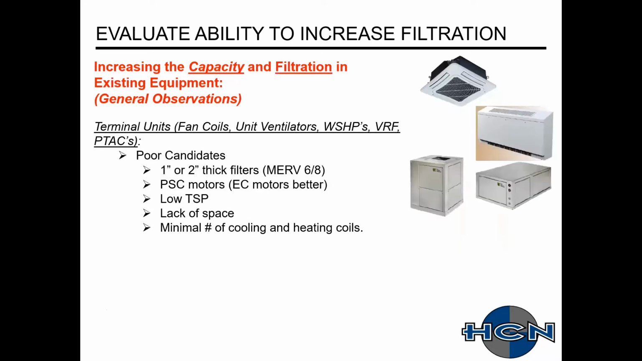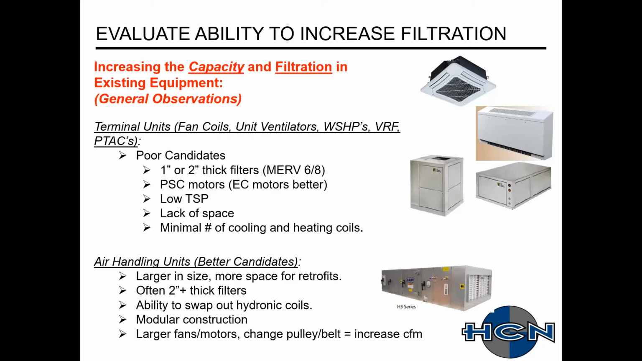We're going to look at capacity and filtration. Once again, these are general observations. Obviously you would have to evaluate on a case-by-case basis. For terminal units, which I'm going to lump as fan coils, unit vents, water source heat pumps, VRF, etc., these are generally poor candidates. They're small. They have 1-inch or 2-inch low efficiency filters. They don't have much fan energy. And they typically have 3 or 4 rows of cooling and heating coils and not much available.